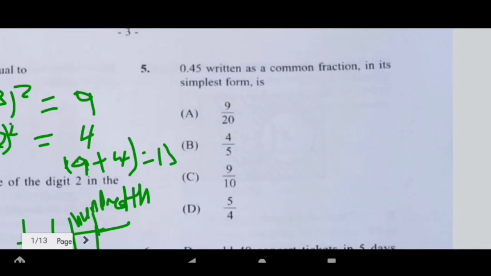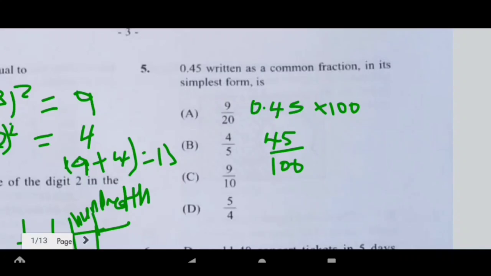Question 5. 0.45 written as a common fraction in its simplest form is, first thing we need to do is convert our decimal to a fraction. So if we have 0.45, the first thing we can do is multiply that by 100. And if we multiply by 100, therefore we need to divide it by 100 as well. So we're going to have 45 divided by 100.